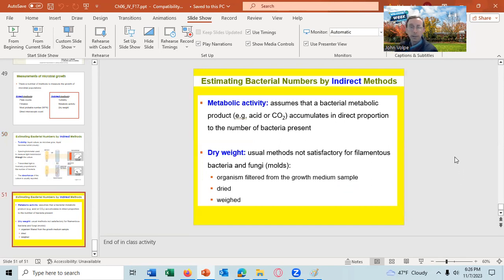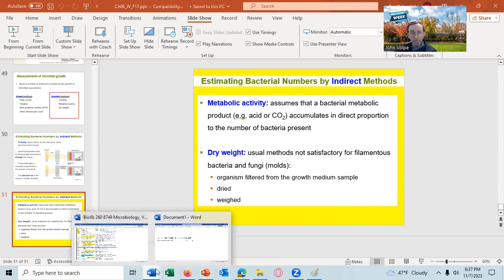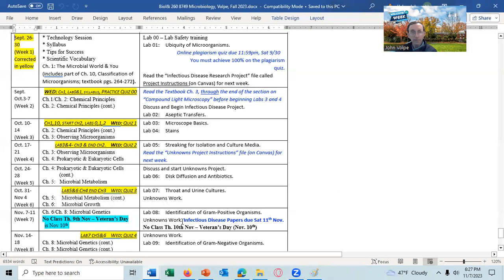All right. Metabolic activity is one of our later methods, and it looks like I'm out of time here. I think I'm over time, actually.